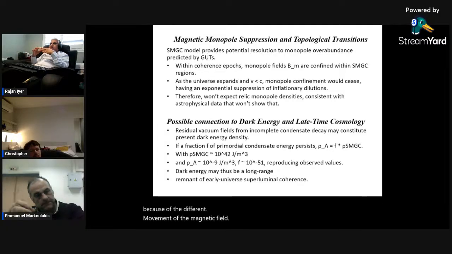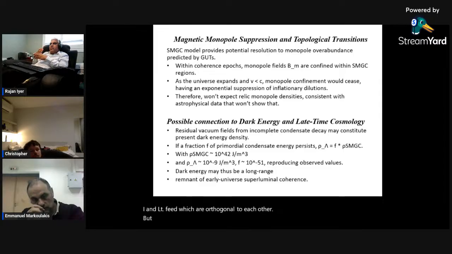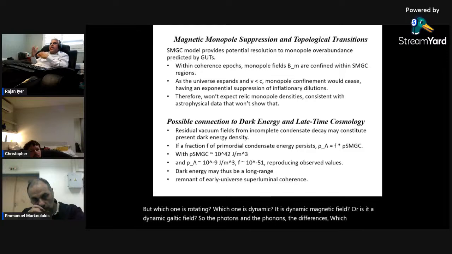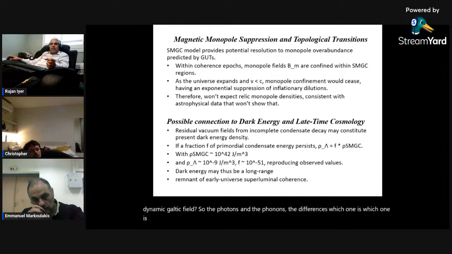and the electric field, which are orthogonal to each other, but which one is rotating, which one is dynamic. Is it a dynamic magnetic field or is it a dynamic electric field? So the photons and the phonons, the difference is which one is creating what.